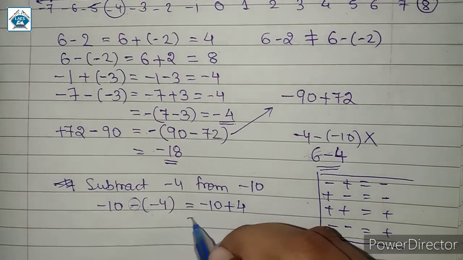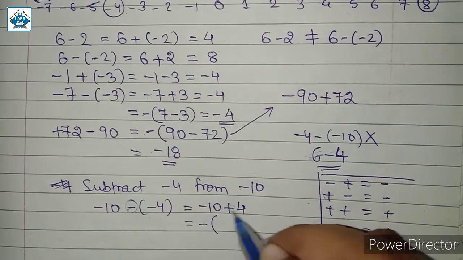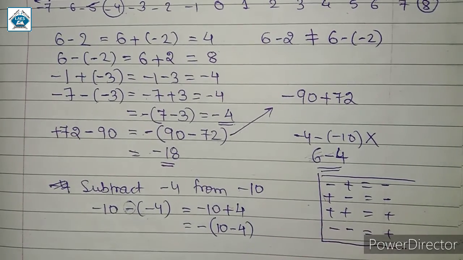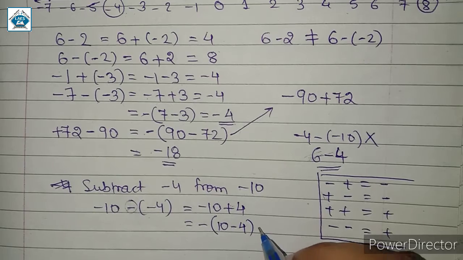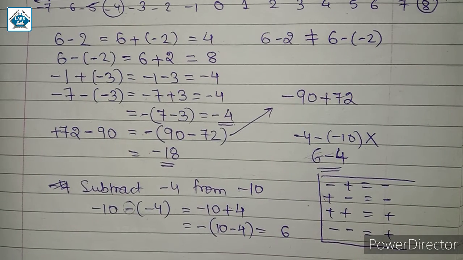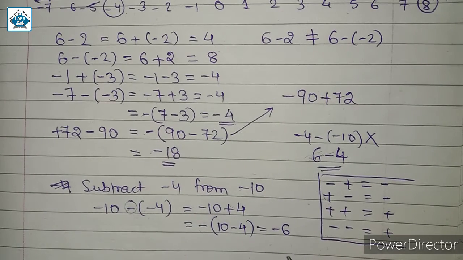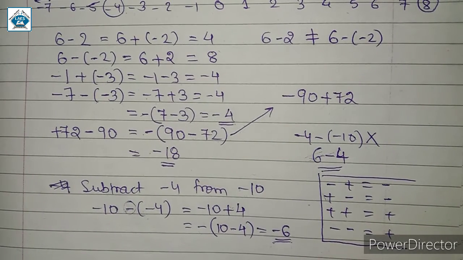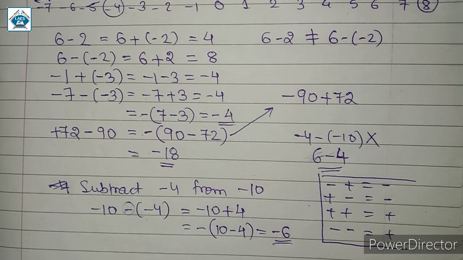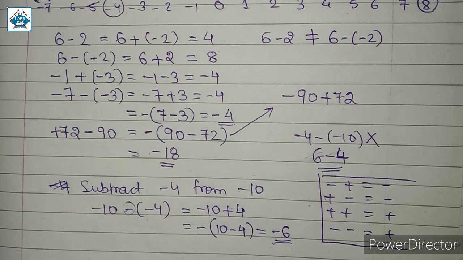Now we take minus common. Taking minus common, 10 becomes +10 and +4 will become -4. So 10 - 4 is equal to 6, and here outside the bracket we have the sign of minus, so we will put it in front of 6. So here it is -6. That is, when we subtract -4 from -10, we will get -6. Now we can look into this in one more way.